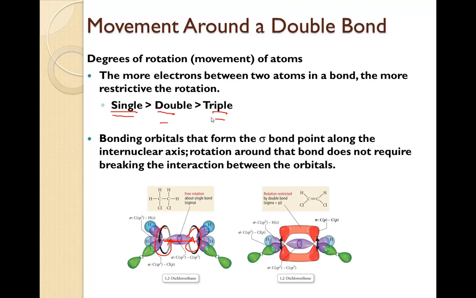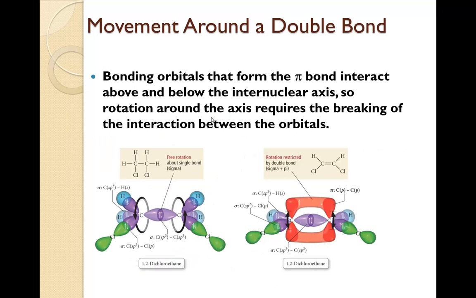The rotation around the bond does not require breaking the interaction between the orbitals. However, the bonding orbitals that form the pi bond interact above and below the internuclear axis. So rotating around the axis requires the breaking of that interaction in order for it to rotate. So it's not going to rotate nearly as well. And it gets even more difficult when you have another set of pi interactions for the triple bond.